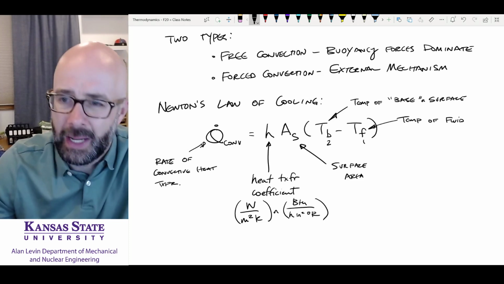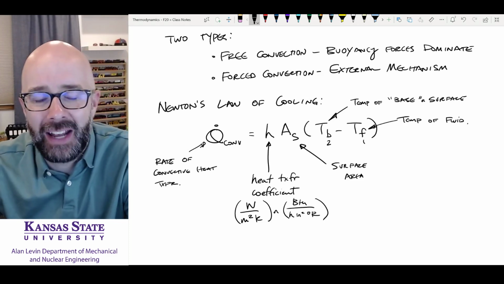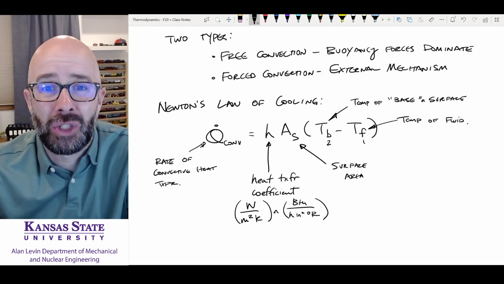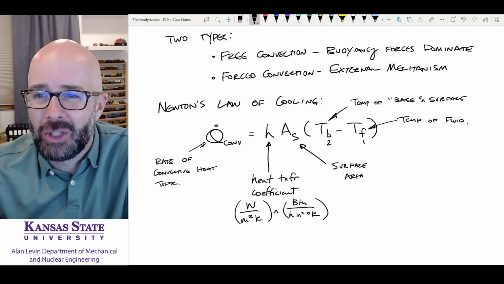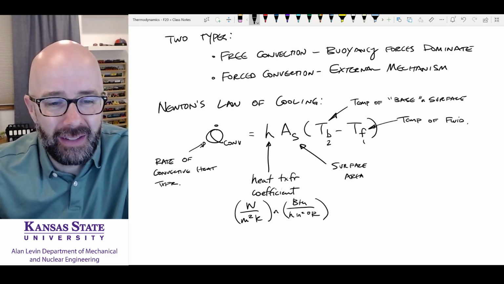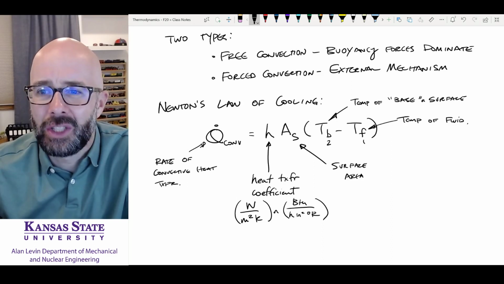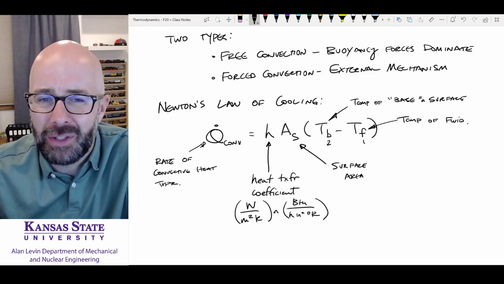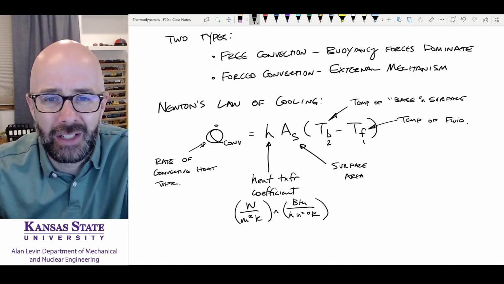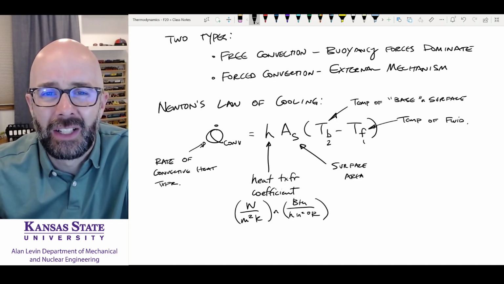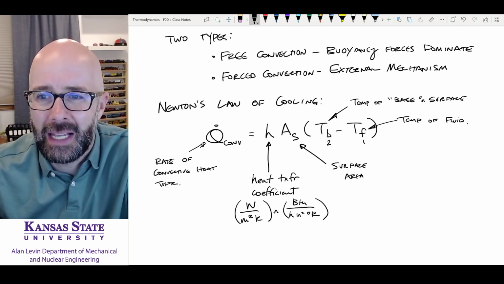Now, your book sometimes calls this T_s minus T_surr, the temperature of the surface minus the temperature of the surroundings. Well, that's why I like to use B and F, because surface, S-U-R-F, surroundings, S-U-R-R, there's lots of things there, just kind of like conduction, convection. So I try to give you a little different lettering system, T_b and T_f.